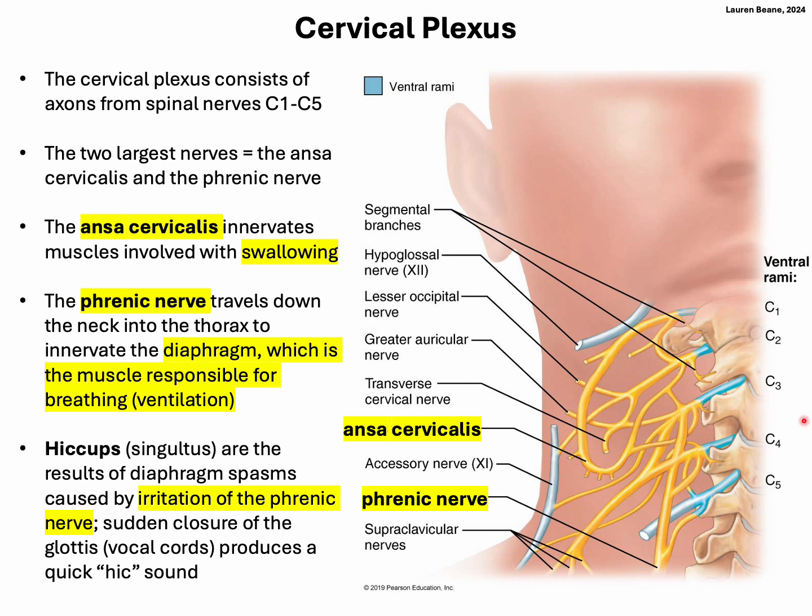If there's any damage to the cervical region, right, any damage to the spinal nerves here, it could potentially cause respiratory failure if it damages the phrenic nerve. Hiccups occur when there is irritation to the phrenic nerve. This can happen when we overeat and apply pressure to the nerve where it's found within the abdominal cavity. That causes sudden closure of the glottis, the opening between our vocal cords, creating that hic sound that we produce.